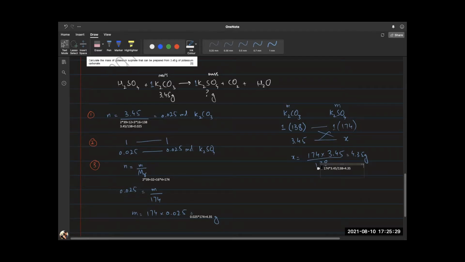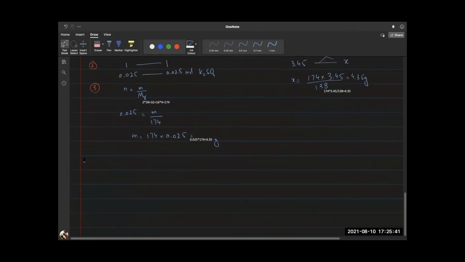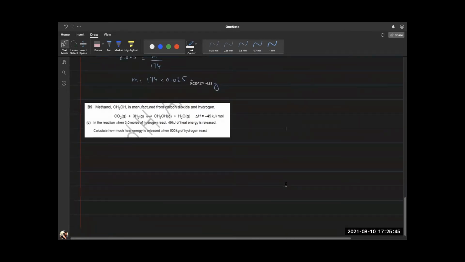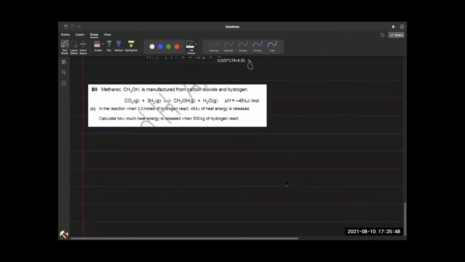So this was mass and mass. Let's try to figure out what happens when you're trying to use mass to find energy. This is a question that is typical to IGCSE and more recently to O levels. So let's see what it says here. Methanol is manufactured from carbon dioxide and hydrogen. So you have the equation and the delta H is also given.